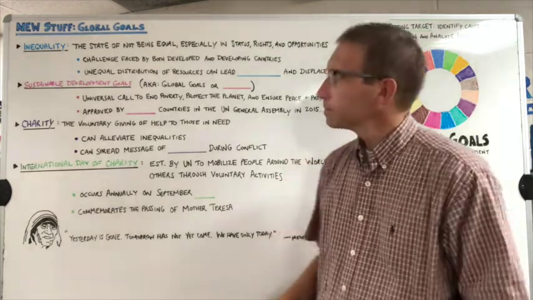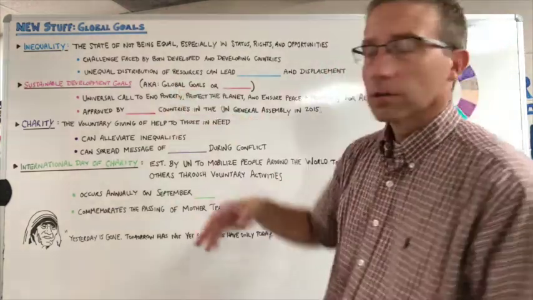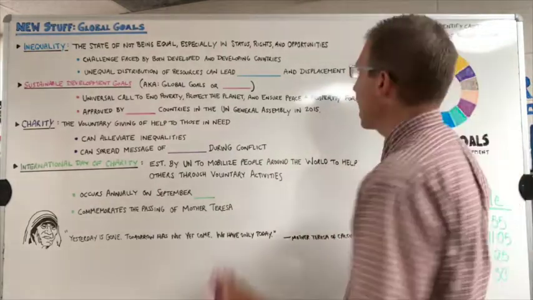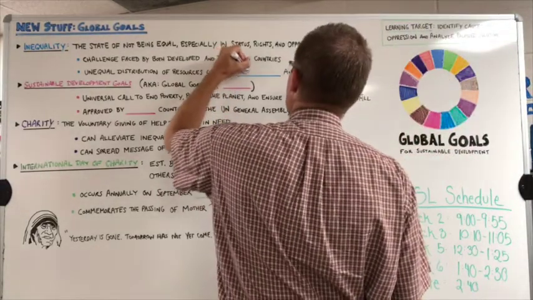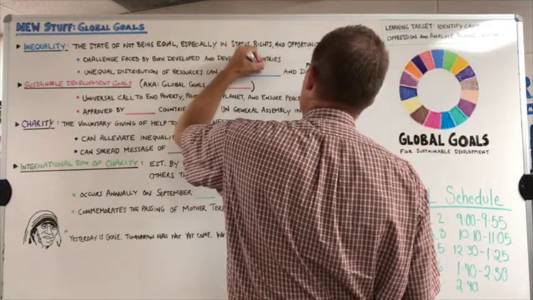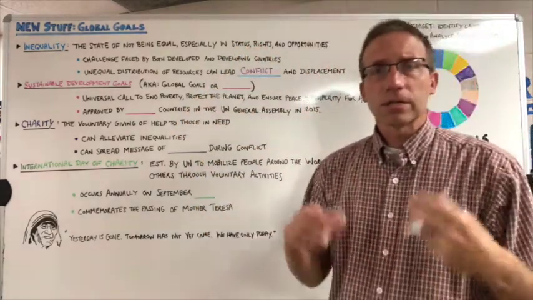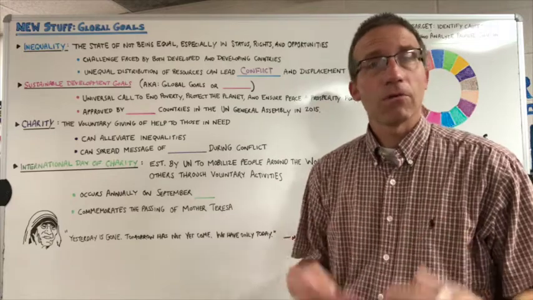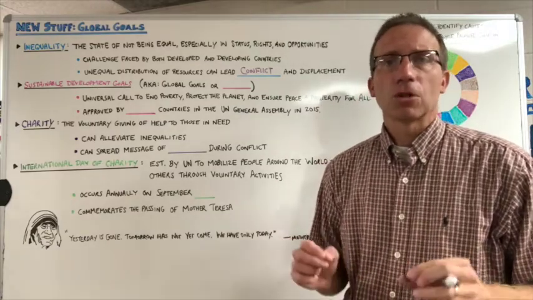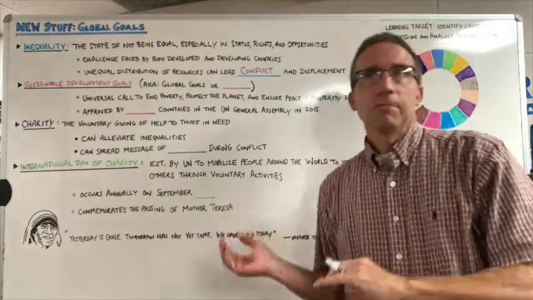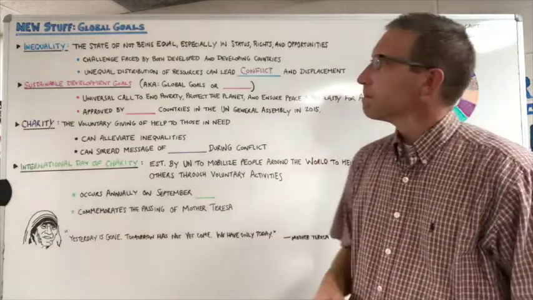So in something as basic as education, we see inequality in our own country, and we see it in other areas as well. This unequal distribution of resources can lead to conflict, and in more severe instances, displacement. So sometimes this inequality rears its ugly head in the form of war or violence. Sometimes it's so bad that people pick up and move where they're living.